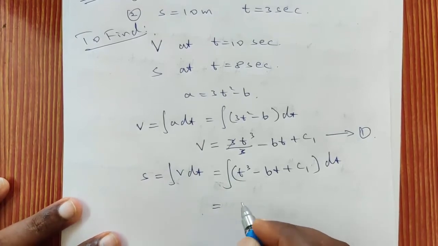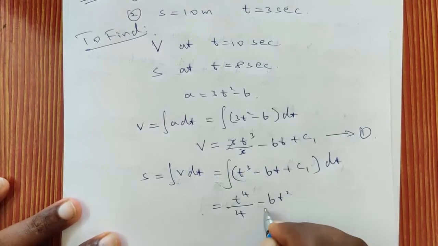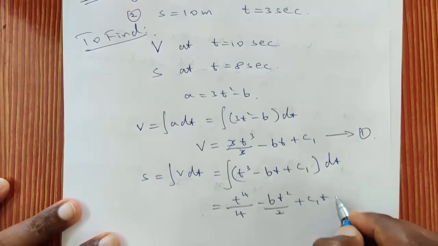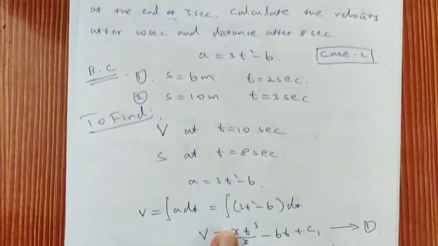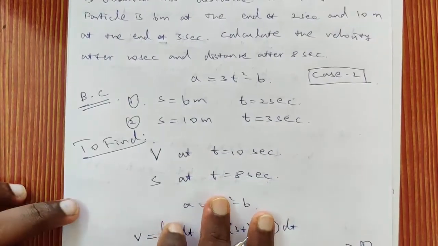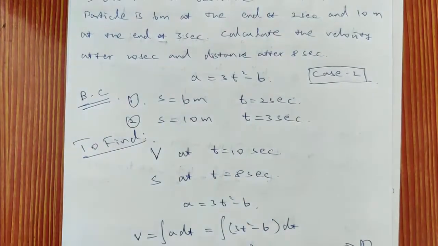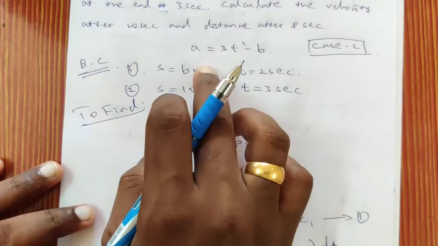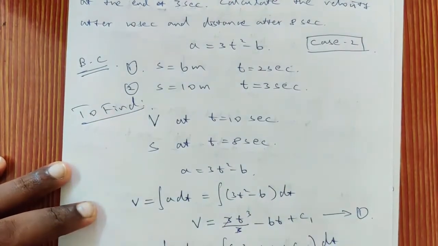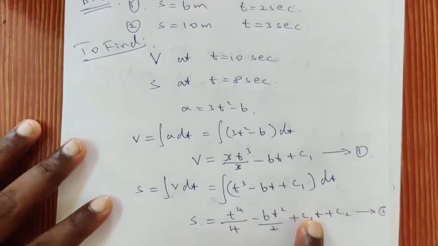So if you integrate this, you get s = t^4/4 - 6t^2/2 + c1 t + c2. This is equation number 2. Okay, now go back to the boundary conditions. Here in this problem, the two boundary conditions are given in distance. In the previous problem, the first boundary condition was given in velocity, that is why you substituted the first boundary condition in the first equation. Here both the boundary conditions are given in the distance, that is s. So we have to substitute the two boundary conditions in equation number 2.